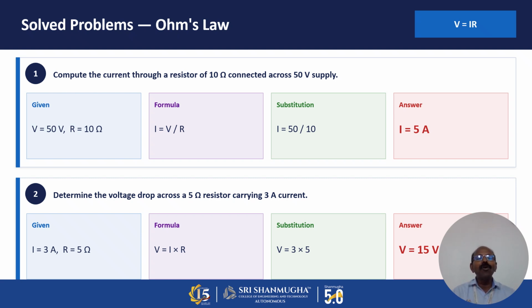Determine the voltage drop across a 5 ohm resistor carrying 3 amps current. See, the resistance value is 5 ohm, and current is 3 amps. You calculate the voltage drop. So the given values I is equal to 3, R is equal to 5 ohm. V is equal to IR. So you substitute the value I is equal to 3, R is equal to 5, and you are getting 15 volt. So directly we are applying Ohm's law.